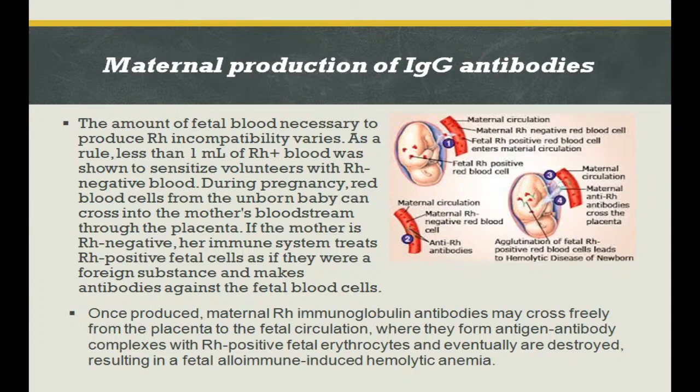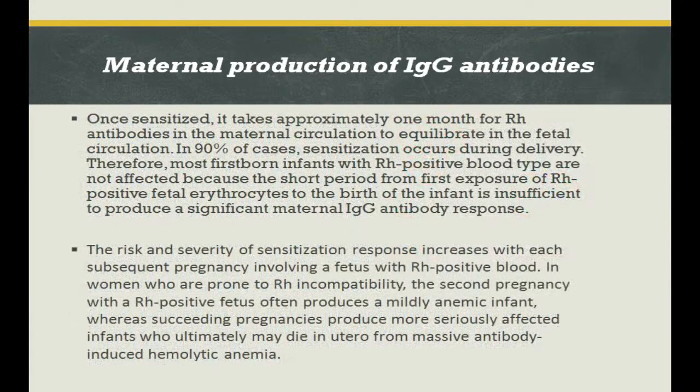Once produced, maternal rhesus immunoglobulin antibodies may cross freely from the placenta to the fetal circulation, where they form antigen-antibody complexes with rhesus positive fetal erythrocytes and eventually are destroyed, resulting in fetal autoimmune-induced hemolytic anemia with the development of further steps, hyperbilirubinemia and hypoproteinemia with hydrops fetalis development. Once sensitized, it takes approximately 1 month for rhesus antibodies in the maternal circulation to equilibrate in the fetal circulation. 1 month.